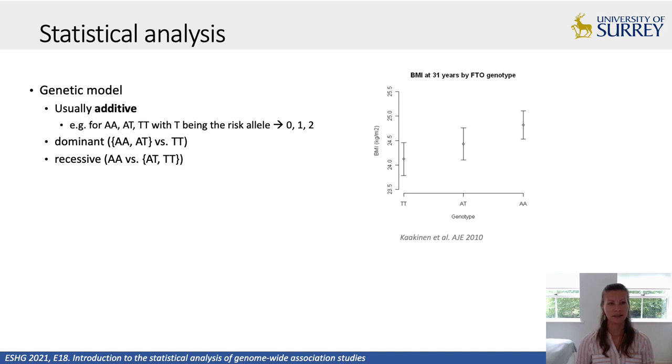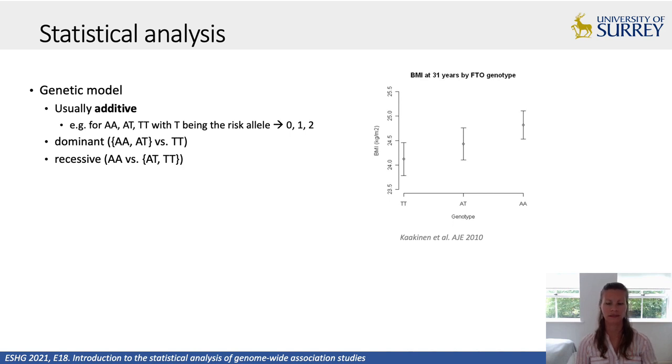The statistical analysis in genome-wide association studies starts with defining the genetic model. And in GWAS, the most commonly used model is additive. So this means that we are looking at the genotypes and their risk alleles, and we are coding for each individual the number of copies of the risk allele they have. And then we use this number of copies, either 0, 1 or 2, as a continuous variable in the analysis.